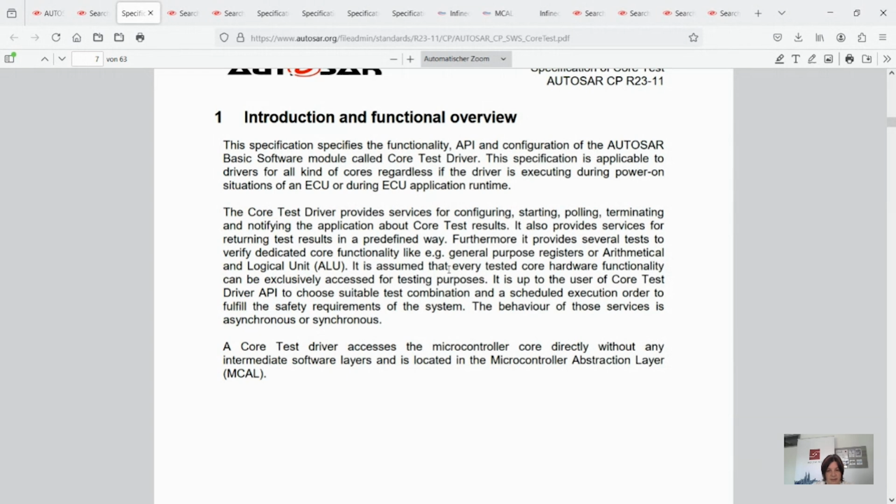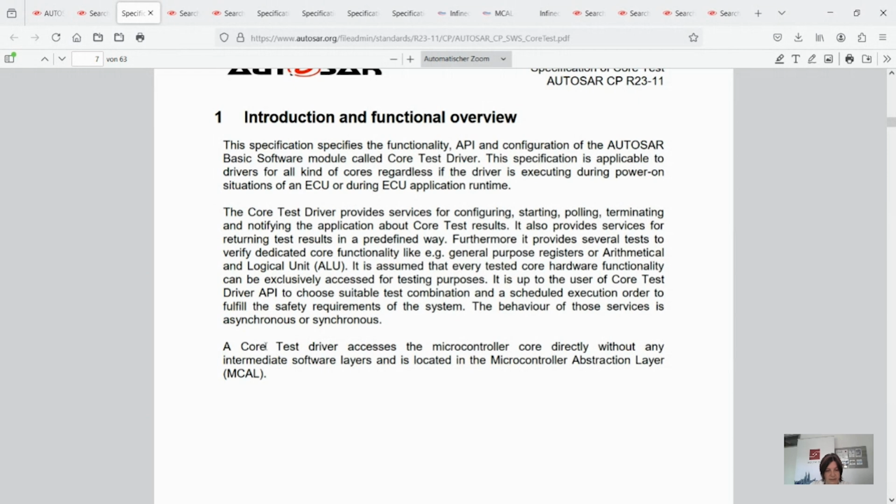And it checks that every tested core functionality has been accessed for testing purposes. I consider this very important, and it's usually done in the startup, before you start an application. Just imagine that your hardware is not working.